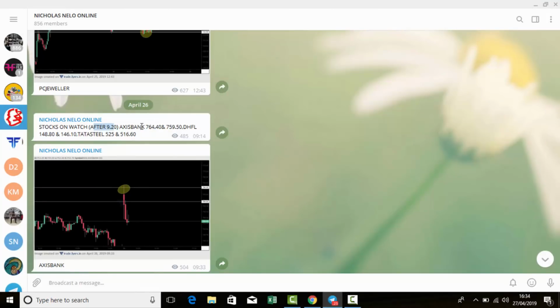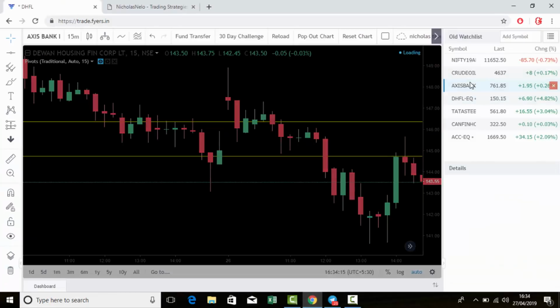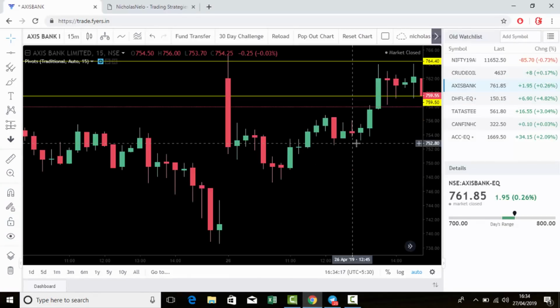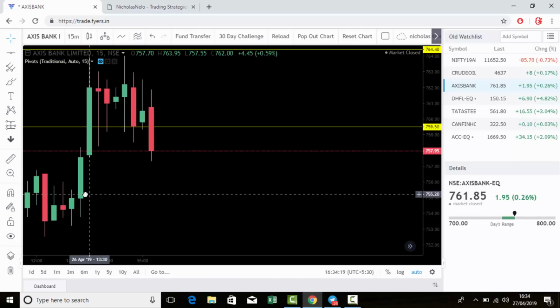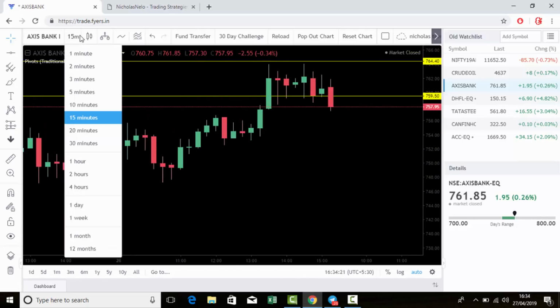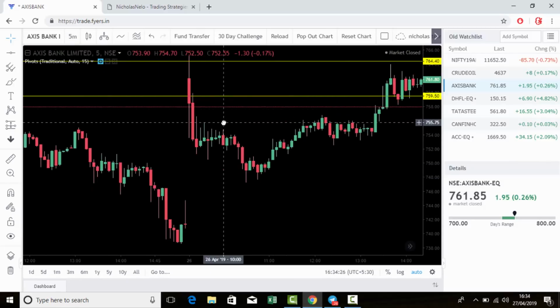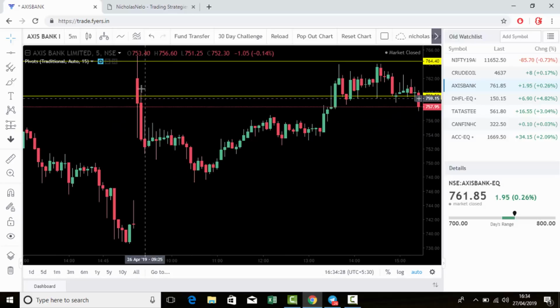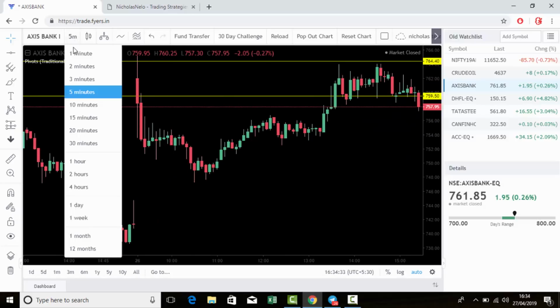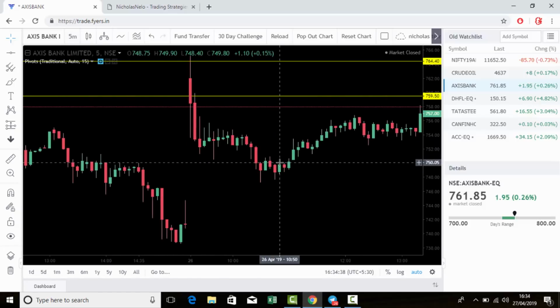And for Axis Bank, 764.40 or 759.50, this doesn't mean that you shouldn't place orders above or below this level. You just mark the levels on the chart and watch how the market reacts once it touches these levels. I recommend using 5 minutes. 5 minutes is good for this strategy. Suppose the first candle is closed below and the second candle is closed above, only in that case change the time frame to 50 minutes, or else you can follow this 5 minutes. That's very good.